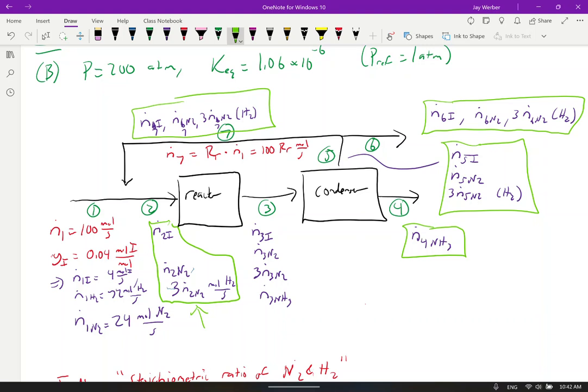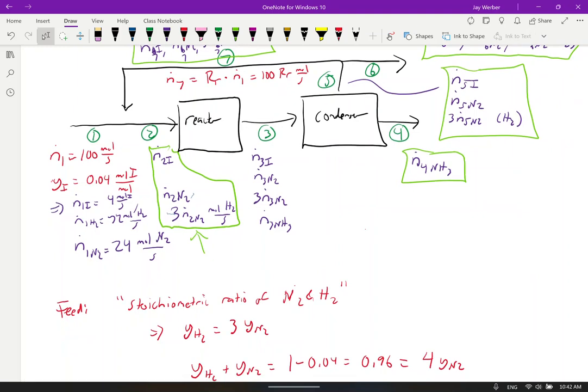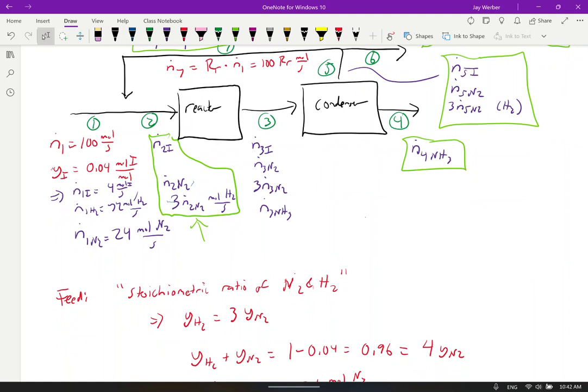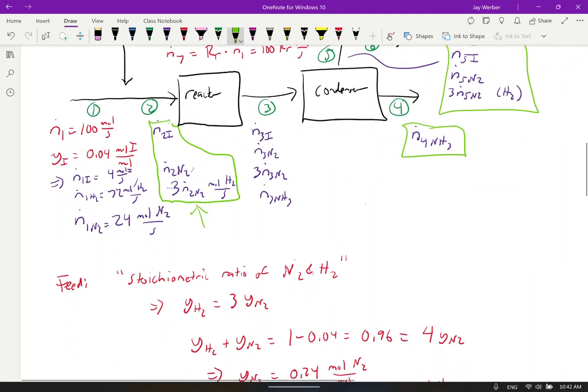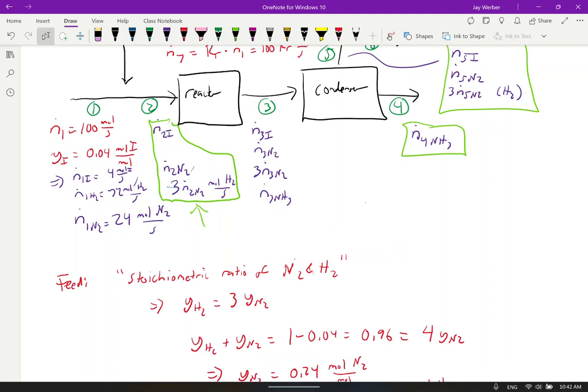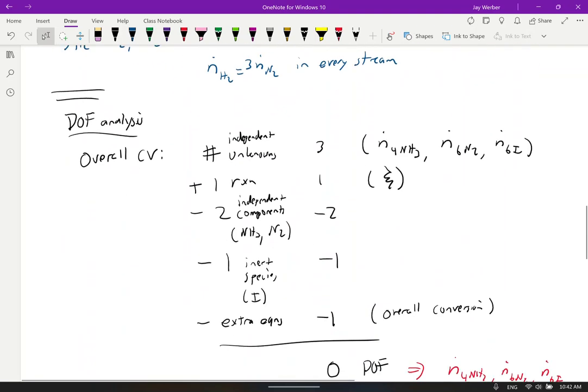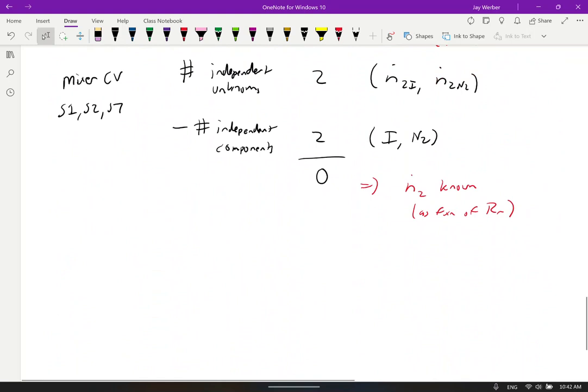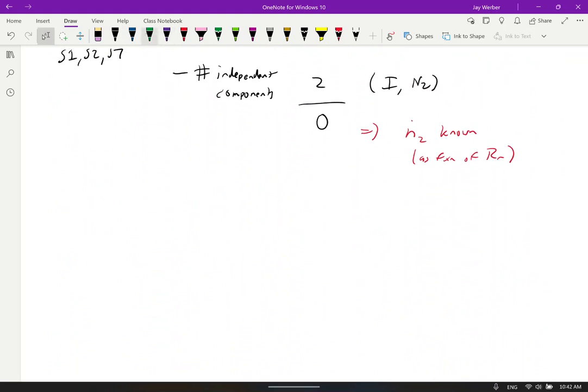And so now the only thing that's remaining is stream 3, which is going to be the equilibrium function. And so we have 4 unknowns here, right? So 1, 2, 3, 4. Oh, no, we have 3 unknowns. So 3 unknowns. But now we should be able to solve for the recycle ratio as well.